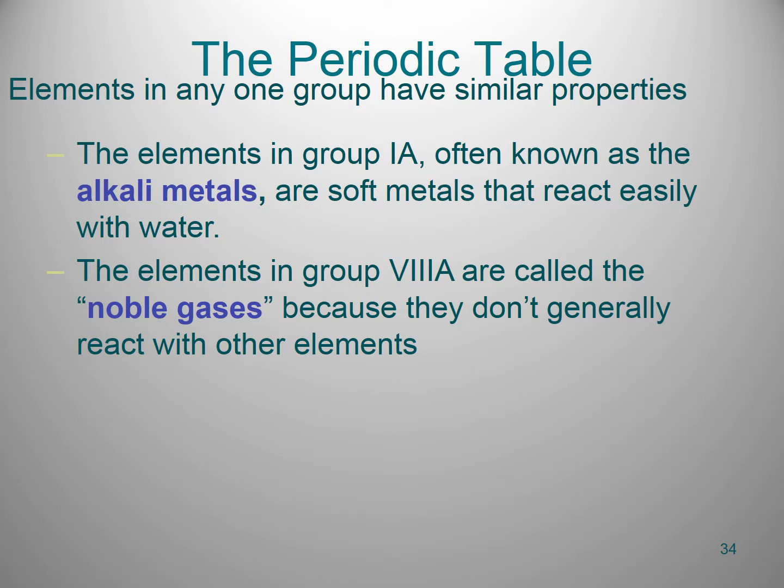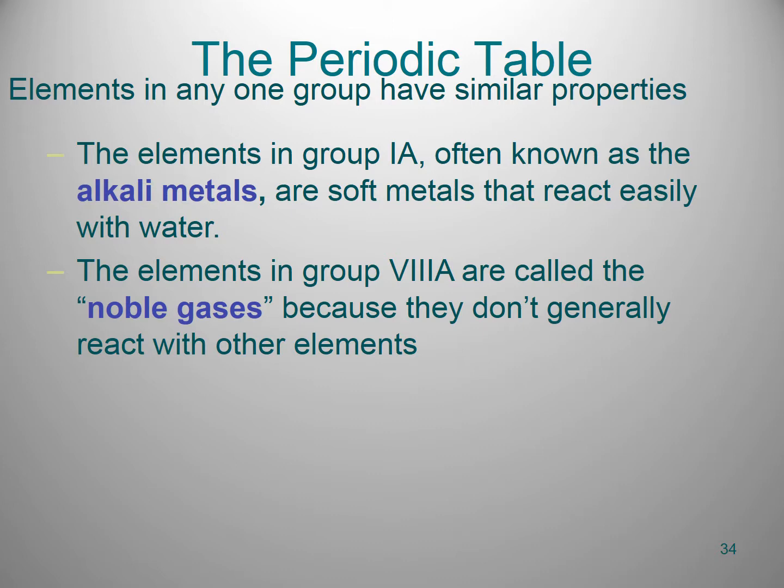In column 1A, some of the elements have names. Like I just said a minute ago, elements in any one group have similar properties to each other. All of the elements in group 1A are called the alkali metals. They're all soft metals. They're all very reactive. They don't exist very well as a metal. They mostly react as, or exist as, ions.